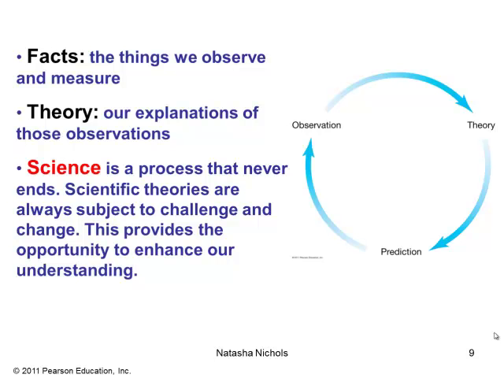Facts. Facts are the things we observe and measure, as opposed to opinions or ideas. Theory is our explanations of those observations. And science is the cyclic process that never ends. Science in general provides us the opportunity to enhance our understanding of the world around us. Physics, for example, strives to explain how everything works. Astronomy tries to explain where we came from and where we are going.